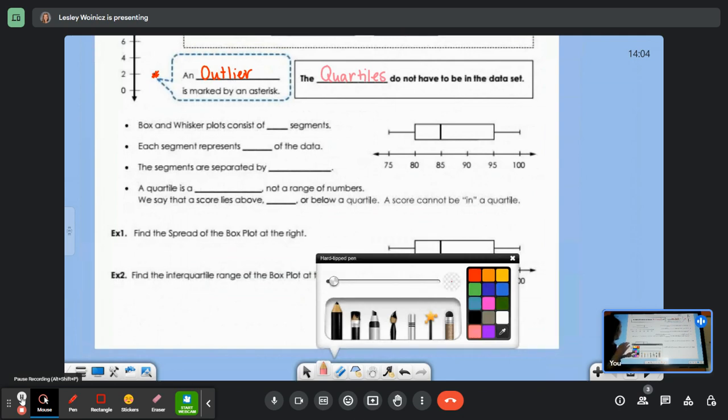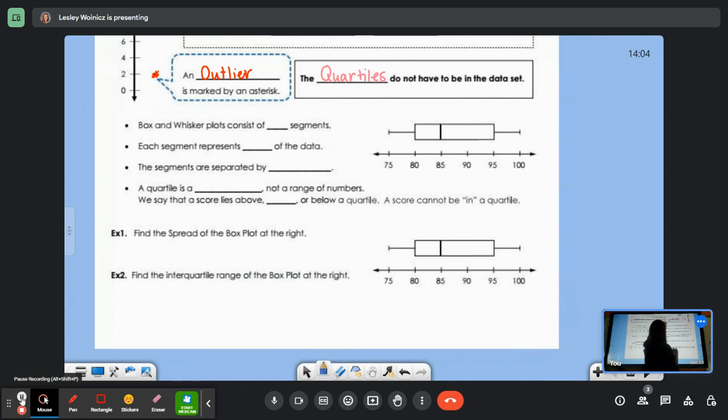So we have our 5 elements that are like the fences, or the dividers. And those 5 dividers divide our box and whisker plots into 4 segments. Each segment represents 25% of the data. So on the up and down big diagram, we just did 1/4, 1/4, 1/4, 1/4, right?